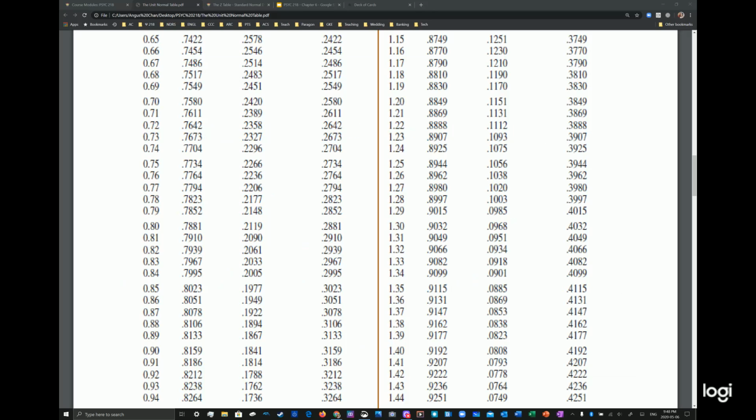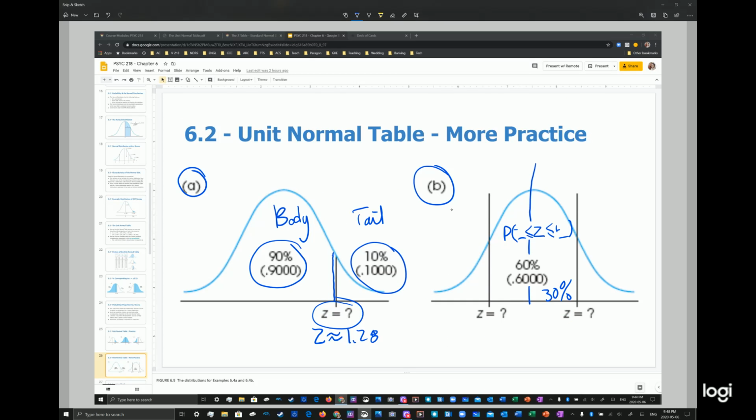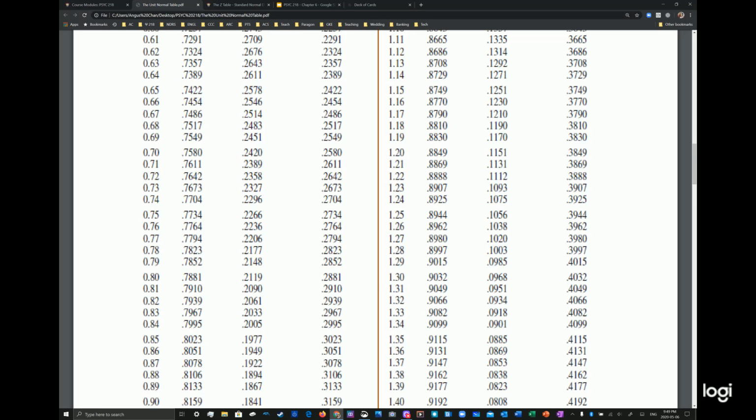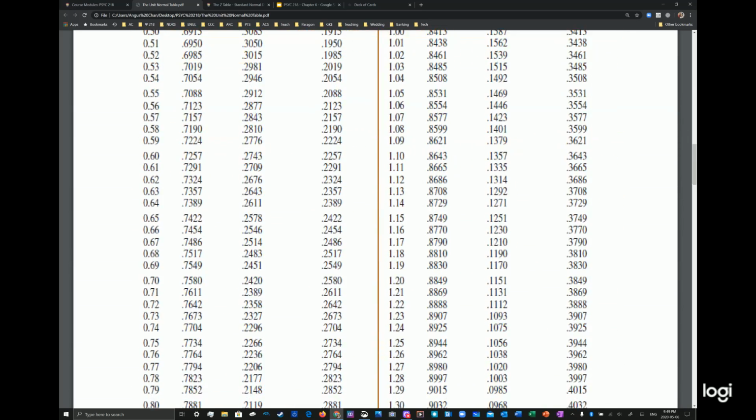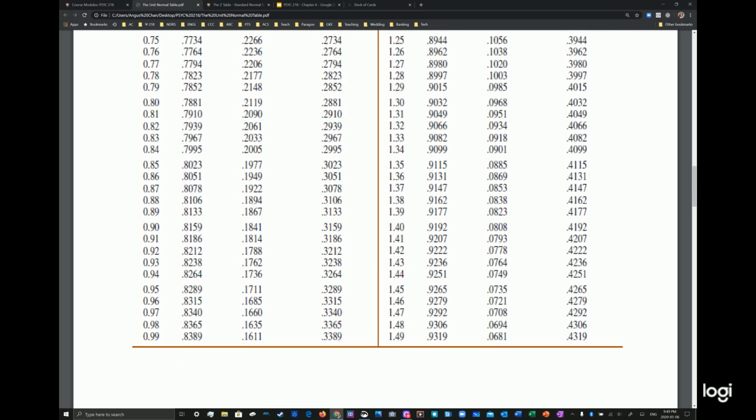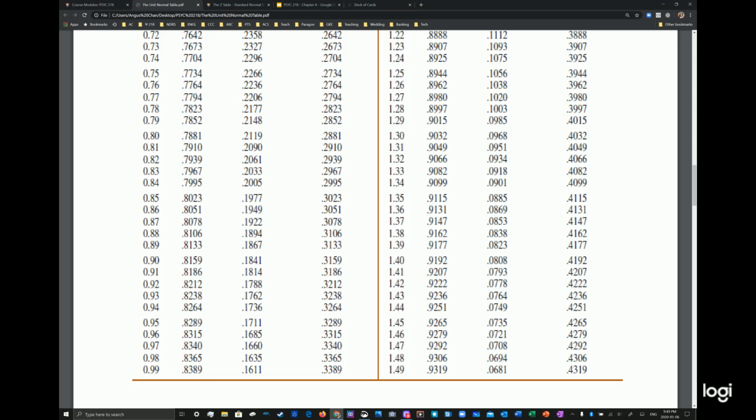So we locate 30% in the column here, in this case, because it starts from the mean and goes to the Z, we need to look for portion D, or column D. Body has column B, tail has column C, and the portion between mean and Z, that's column D. So we find 0.3 in our column D. So we look for it here. Okay, that's too small in the first page, and we find it. Again, the closest value here is not 0.85, but 0.84. That's as close as we can get.